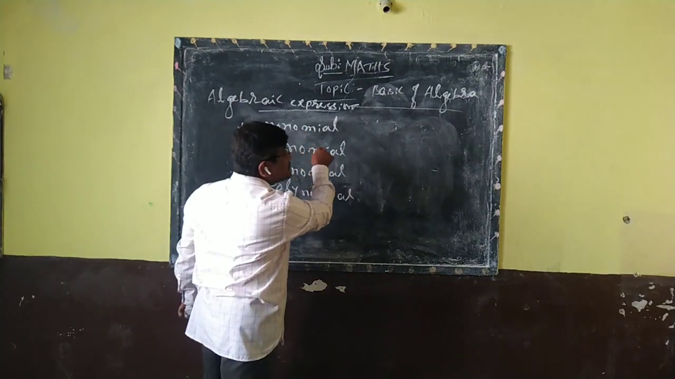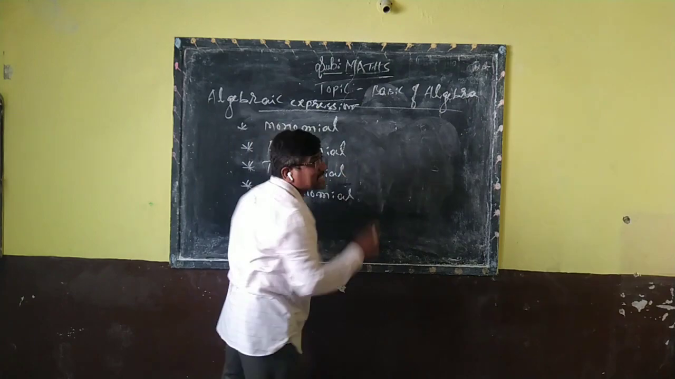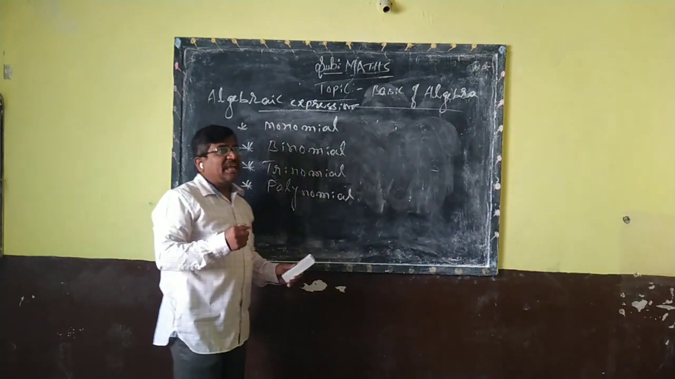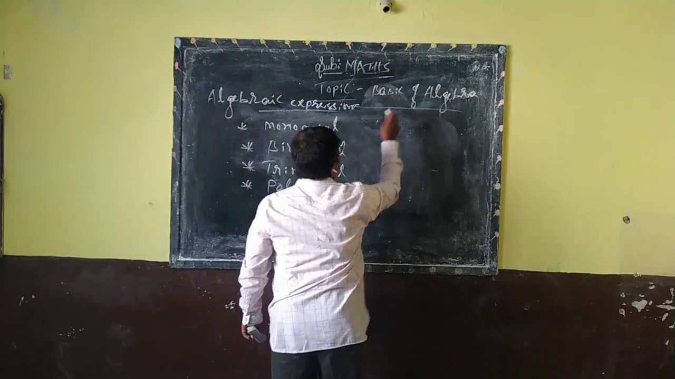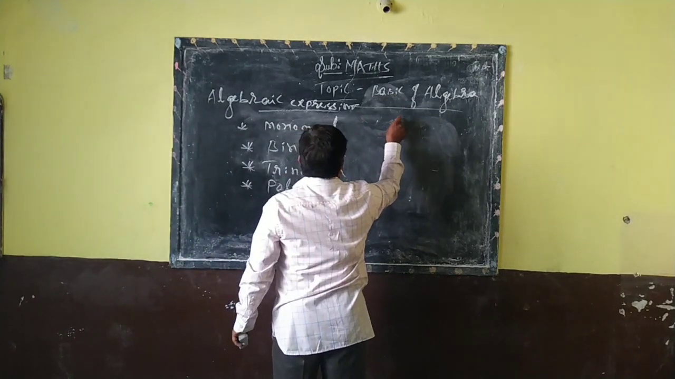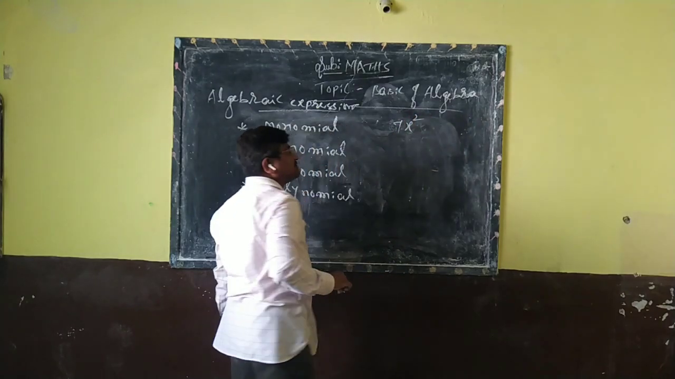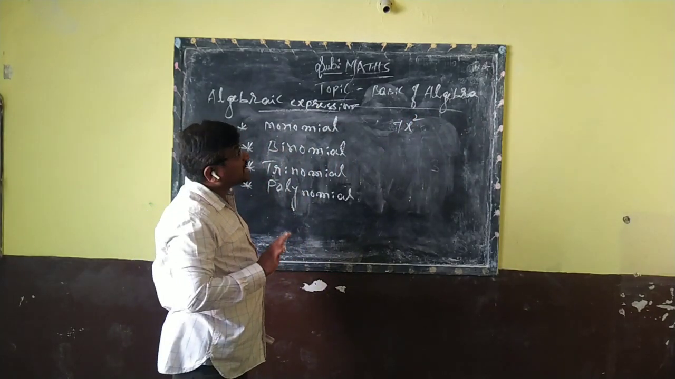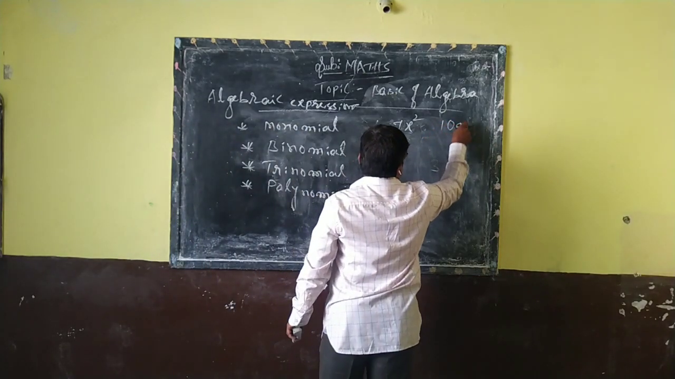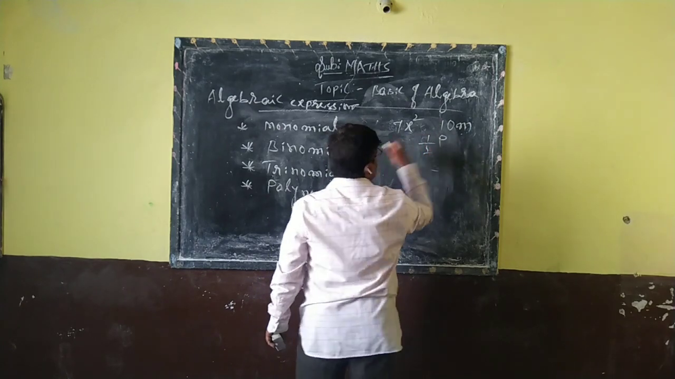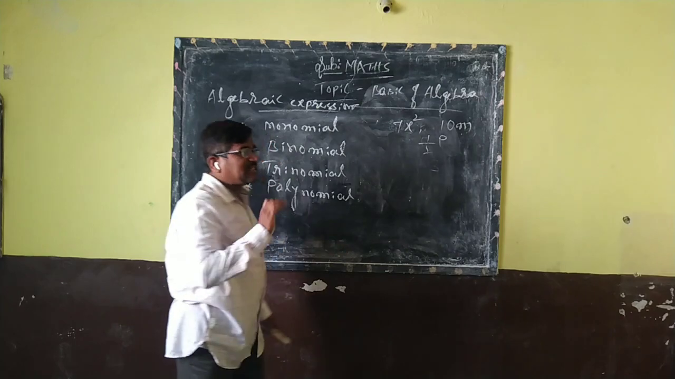What is a monomial? An expression having a single term is called a monomial. You can take any example, such as 7x square. Only a single term, there is no other term. Even 10m, 1 by 2p, etcetera, are examples.